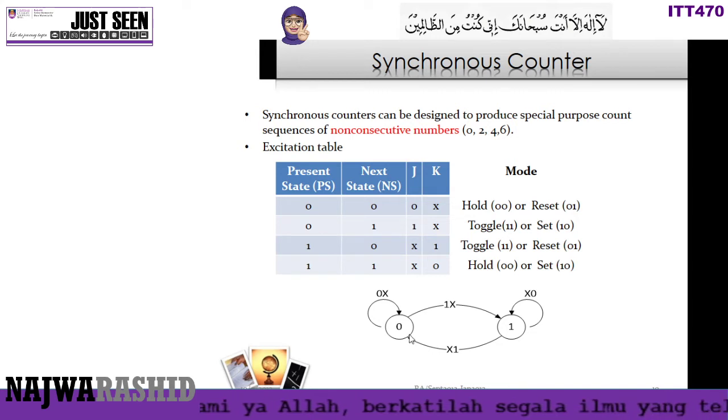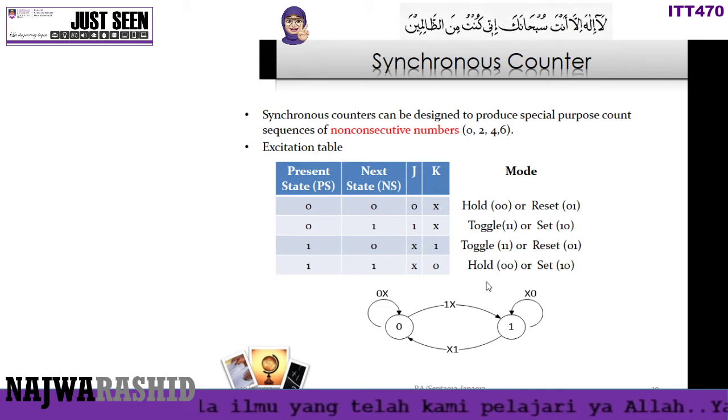Let's say the current one is at state 0, this one is state 0, this one is state 1, state 1, state 0. Let's say the value is 0, 0. So it will hold. Hold means it will hold the previous one, so 0 goes to 0. If X equals 1, it will reset, so reset will be 0. Mode reset, 0, 1, it will be reset to 0.